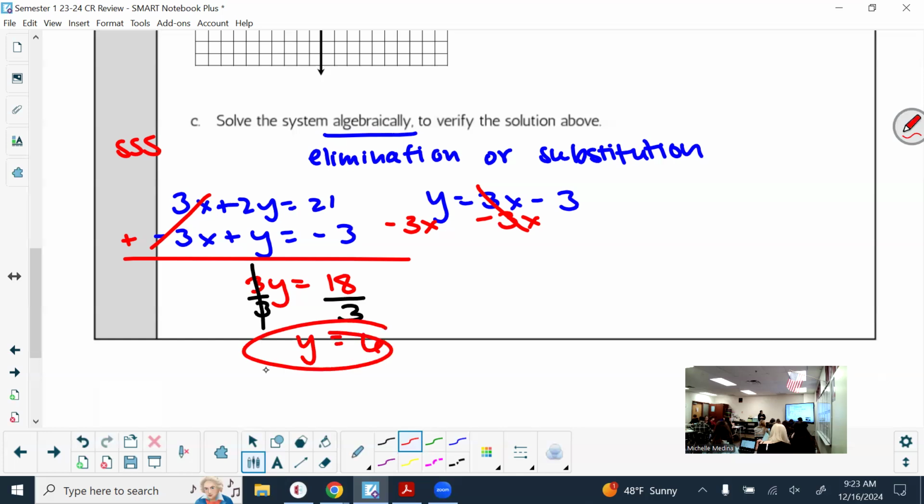Now, that's only part of the solution. That's the y of my solution. Remember, your solution to a system is the coordinate where the lines intersect. And if it intersects where the y is 6, I can find the x by now plugging this into one of the originals and solving for the x. Which one do you think would be easier to plug into?